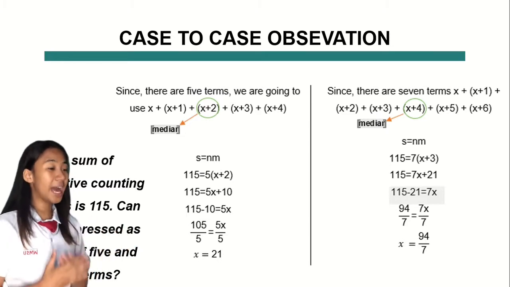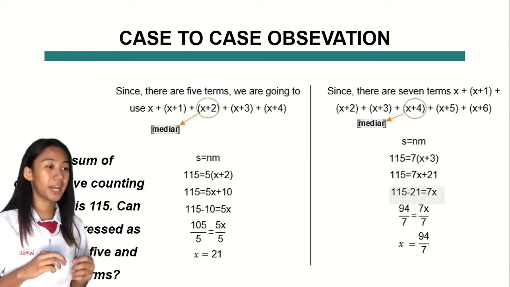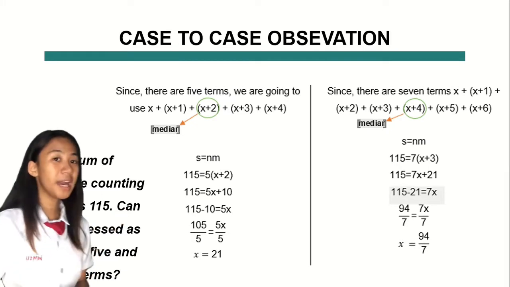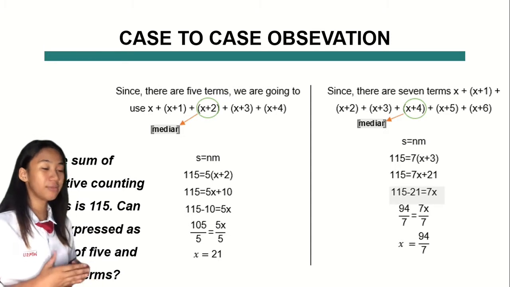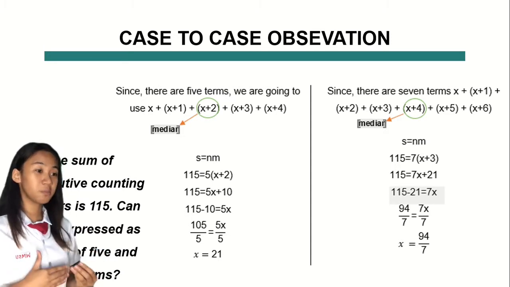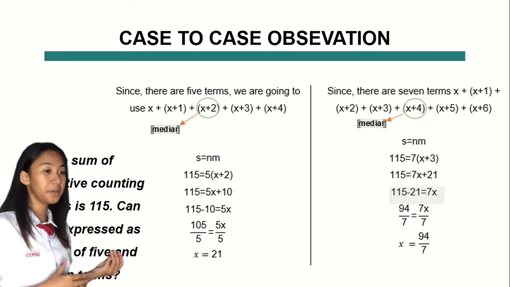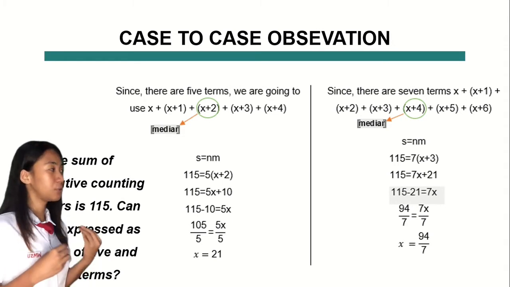Now we are going to have 7 terms. With this same process, we are going to find x plus 1 up to x plus 6. We have x plus 3 as our median. So now we will have 115 is equal to 7 multiplied by x plus 3. 7 times x plus 3 is equal to 7x plus 21.